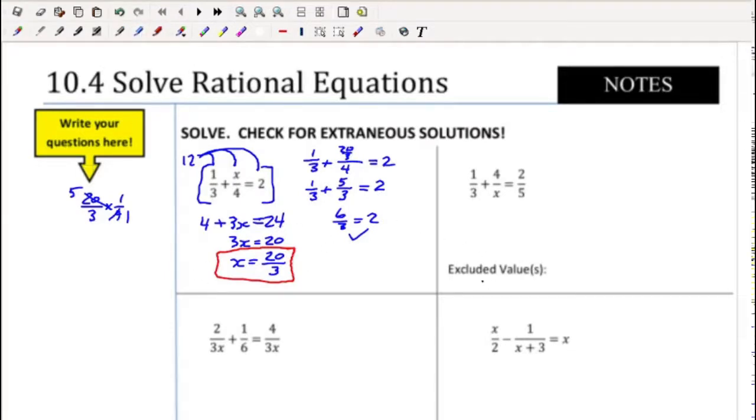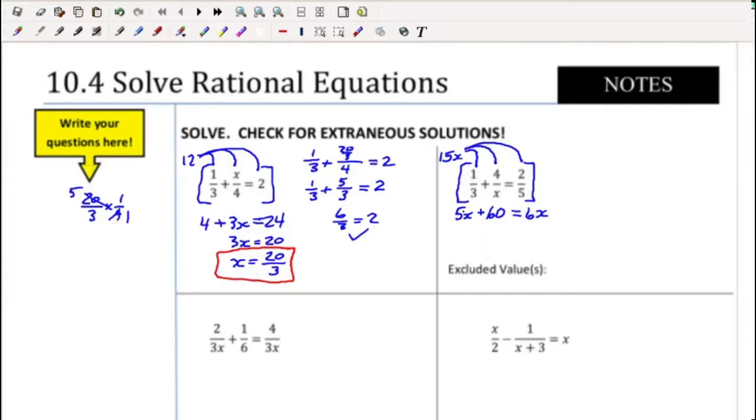Taking a look at this second example, again I want to multiply all my terms by the lowest common multiple of my denominators, 3, x and 5. The lowest common multiple is going to be 15x. 15x times 1/3 is going to give me 5x. 15x times 4 over x is going to give me 15 times 4, which is 60, and the x is canceled. And 15x times 2 over 5 is going to give me 6x.